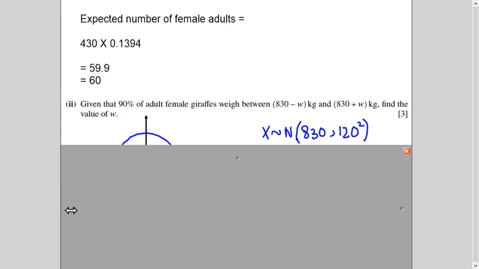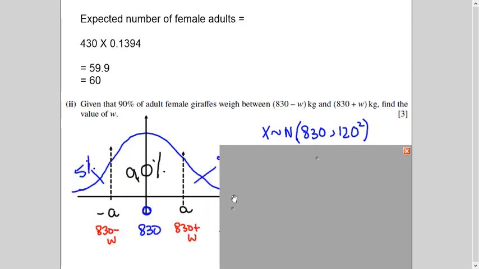So now if I express this question on the graph, the visual explanation of it, the meaning of the question is that in 830 you are adding plus W. So it will become 830 plus W. And you will minus W from 830. So it will become 830 minus W. And the probability in between is 90%. So this is the question given to you. You have to find what is this value of W.